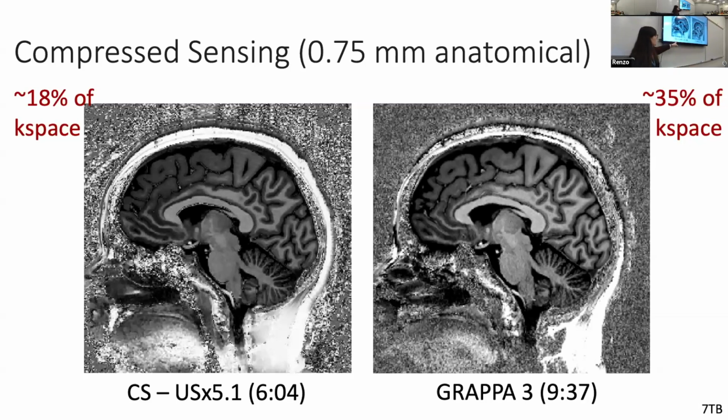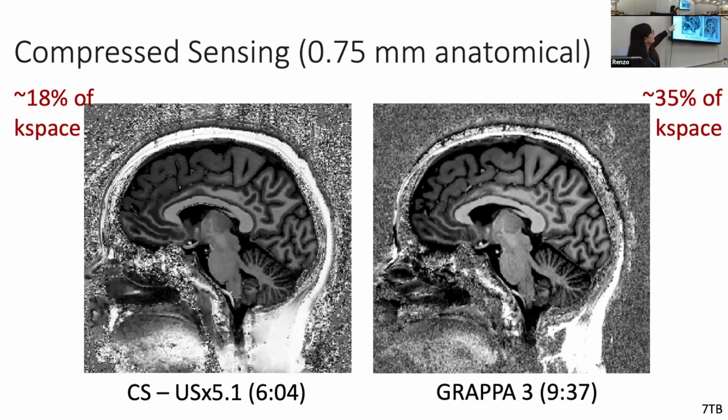Using compressed sensing, we can cut a lot more time out. And at the same time, that always equates to less k-space collected. You can see here that I've calculated it. The GRAPPA3 kernel is using about 35% of the original k-space and trying to fill in the rest of it.